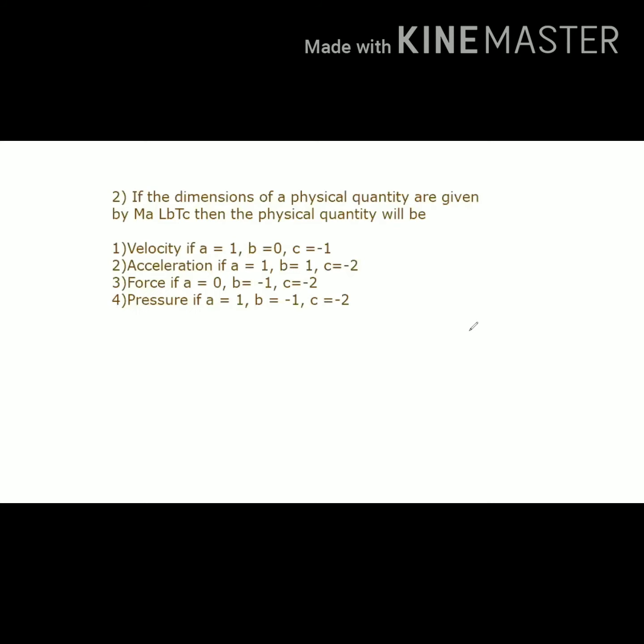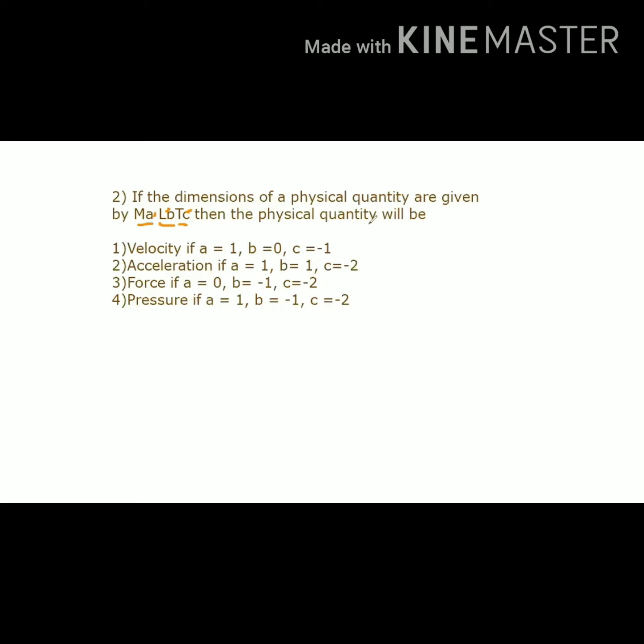So this is the second question, which reads: if the dimensions of a physical quantity are given by M to the power a, L to the power b and T to the power c, then the physical quantity will be. This is a very simple question, and such questions often come in board exams as well as competitive exams, because dimensions are a very important part of this chapter. Here the values of a, b and c are given in the options.